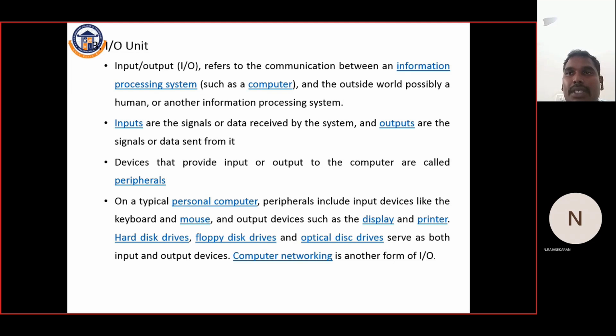On a typical personal computer, peripherals include input devices like keyboard and mouse, and output devices such as display and printer. Input devices are used to do the task, and output devices are used to know the status of the task. Also, hard disk drive, floppy disk drive, and optical disk drive serve as both input and output devices. Then computer networking is another form of I/O port.